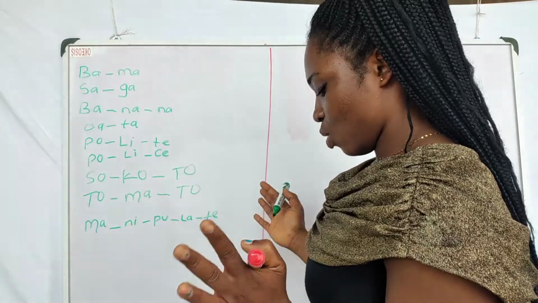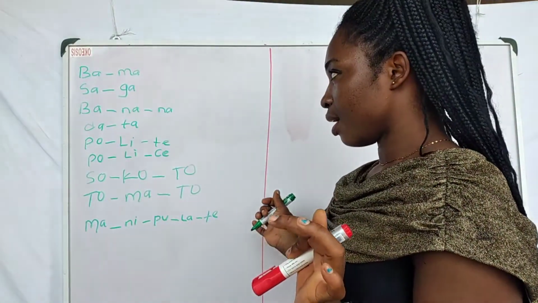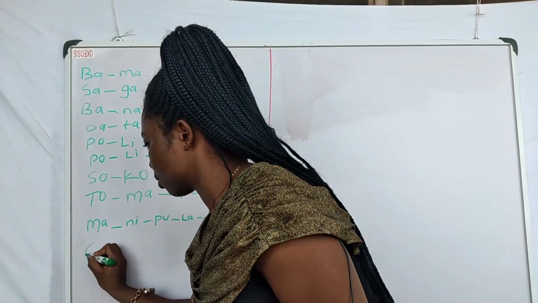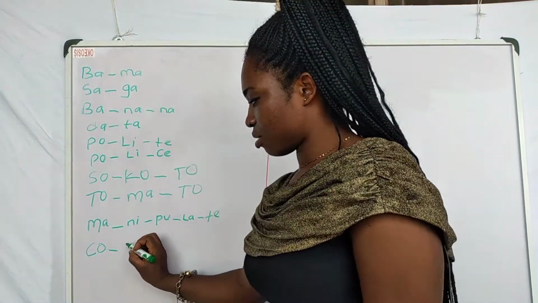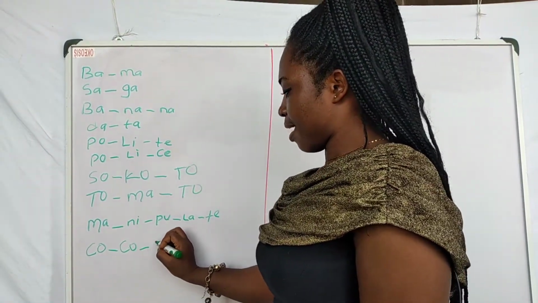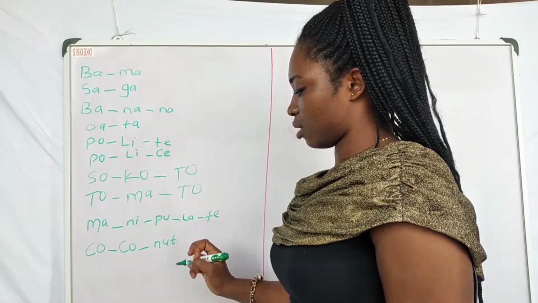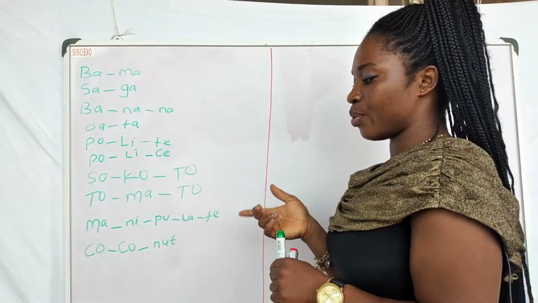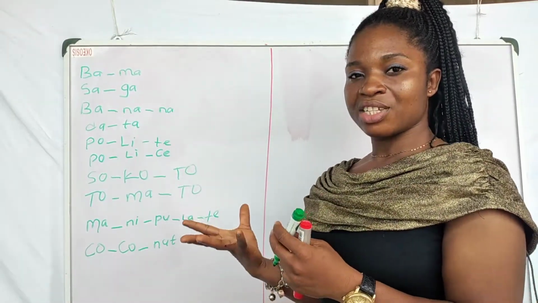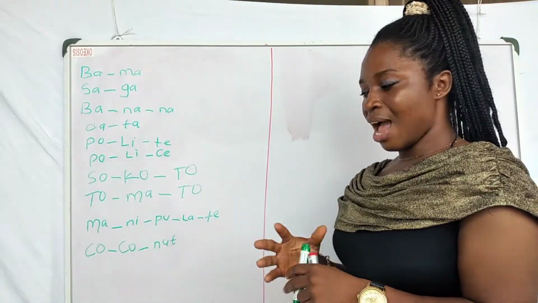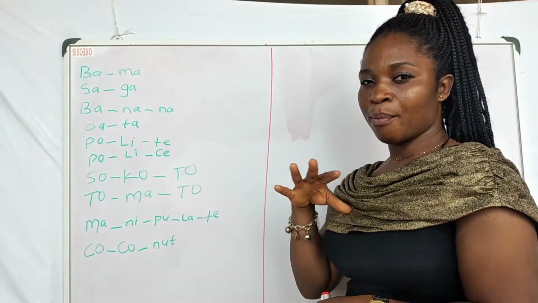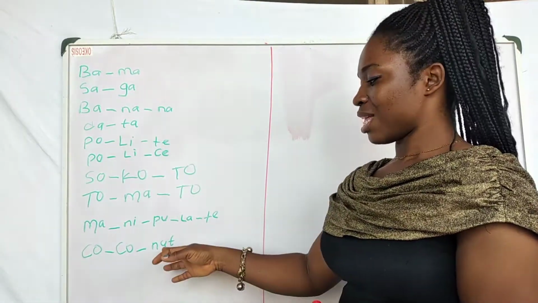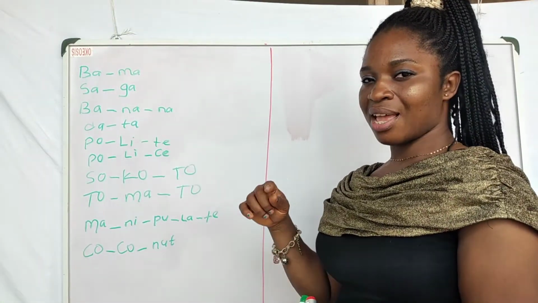So what should we do? Which one should we do right now? Let's try CO, double CO, yeah, and NUT is not. If you've been following us, you should know that we made mention of the fact that certain words in English are usually pronounced in similar form, but the meanings are different, the spellings are different too. Just like you can see, this is nut, and we have another not that is NOT.